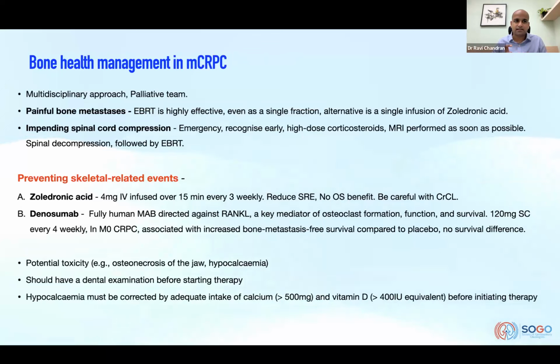The key factor here is to have a multidisciplinary approach, and have a palliative team in hand. Any painful bone mets, consider EBRT. Any impending spinal cord compression is an emergency, a dire emergency. Recognize it early, get an MRI, get spinal decompression if required, EBRT. And there are 2 drugs, zoledronic acid and denosumab. We will be covering it subsequently in our case discussion. We will highlight these factors when we come to the case discussion.